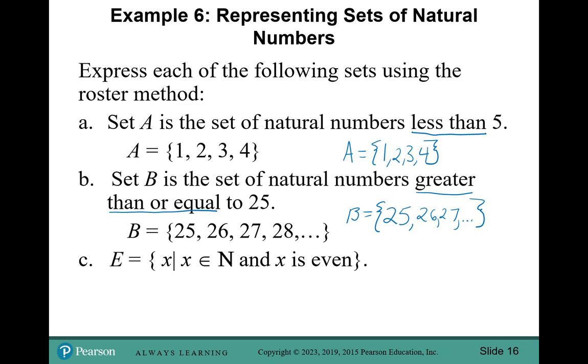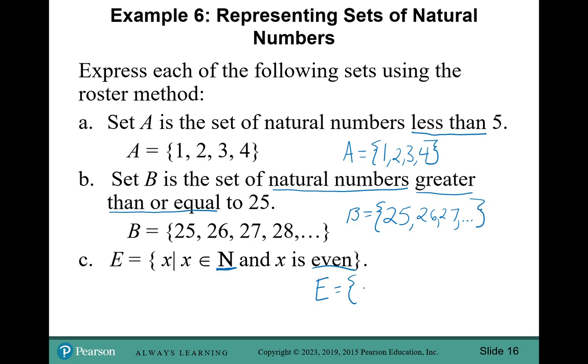Now, the set E equals {x such that x is an element of the natural numbers}. Now, this representation here, this capital N, if you see a capital N, that is an abbreviation for natural numbers. Okay, so x such that x is an element of the natural numbers, and x is even. Okay, so if I were to write this one out, I would say something like E equals the set.